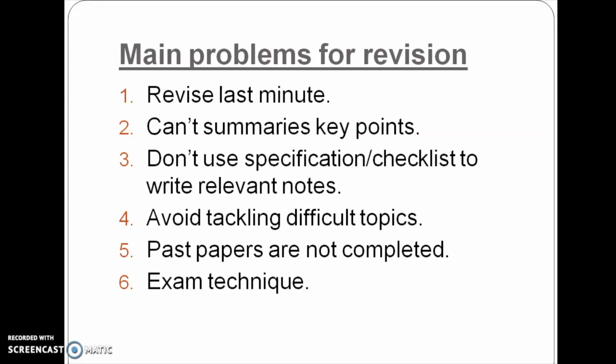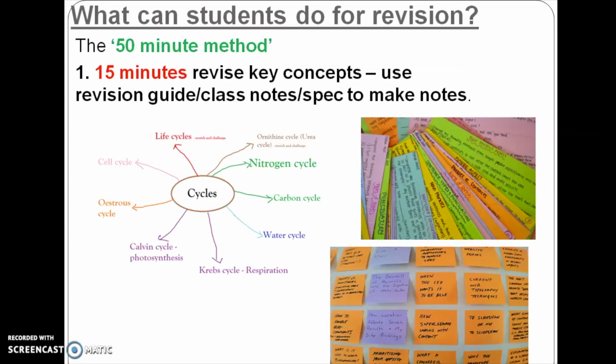And of course, exam technique. When you read a question, do you do it really quickly? Do you underline the key words? Do you check how much time is allocated per question? So there's so many different factors we can look into.